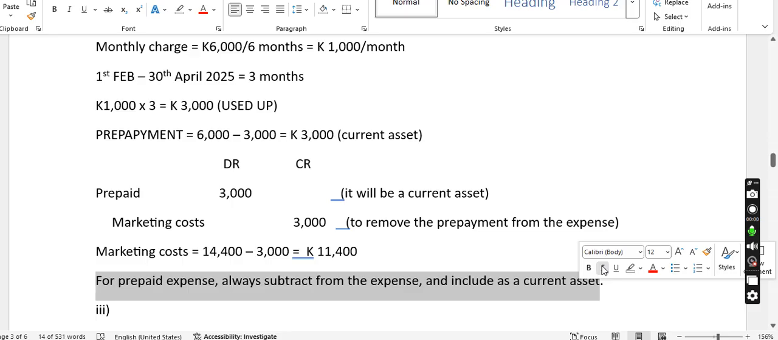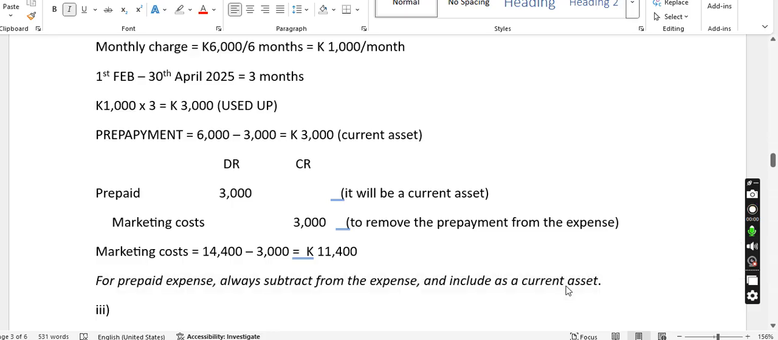So this is the general rule for prepayments. Prepaid expenses: subtract from the expense in the income statement and include as a current asset in the balance sheet.